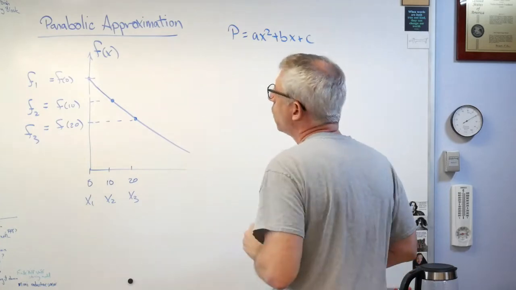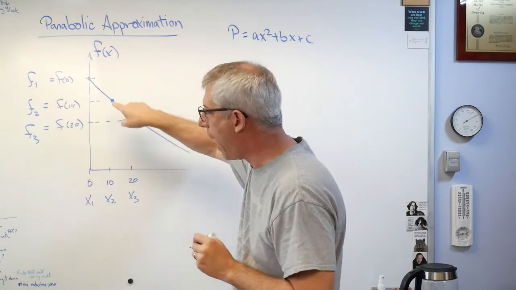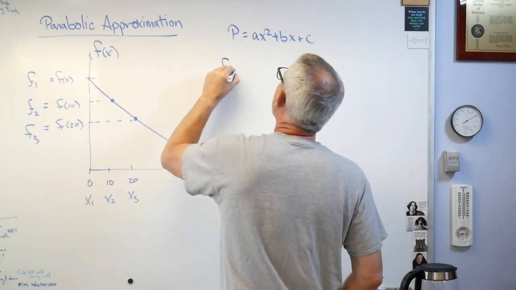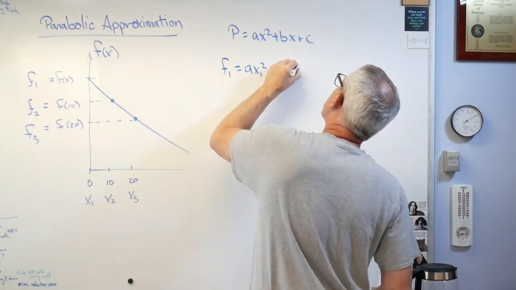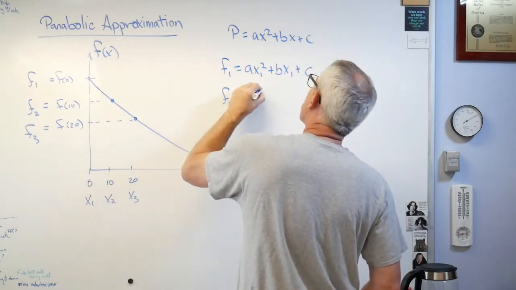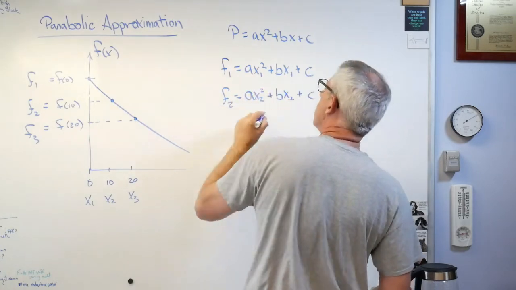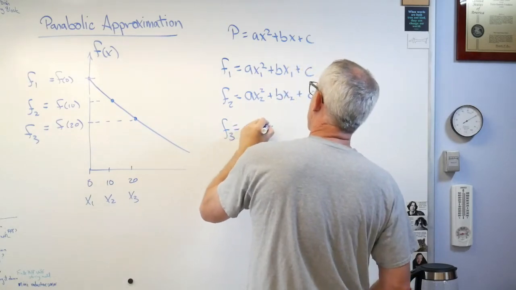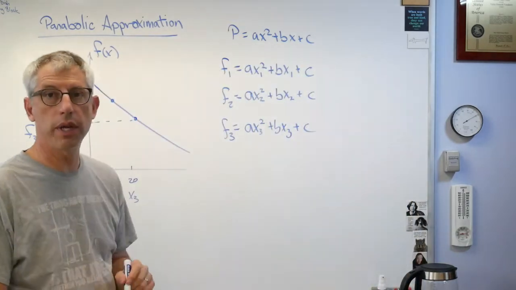All right. Well, if I'm going to fit a parabola through those points, that means the same equation has to go through those 3 points. That means F1 must be ax1 squared plus bx1 plus c. That means F2 must be ax2 squared plus bx2 plus c. And I'll get my head out of your way in a second here, as always. F3 is ax3 squared plus bx3 plus c. Okay? All those things must be true.